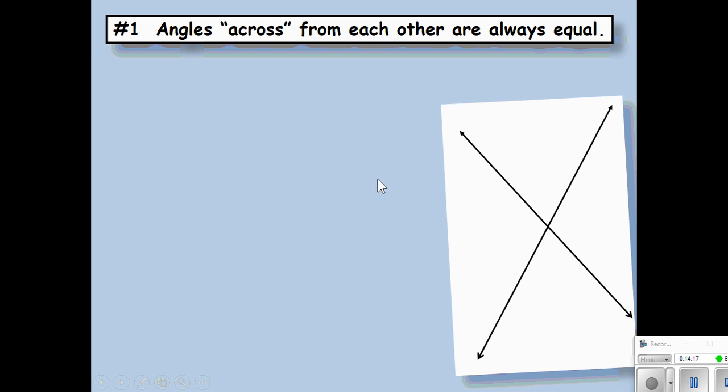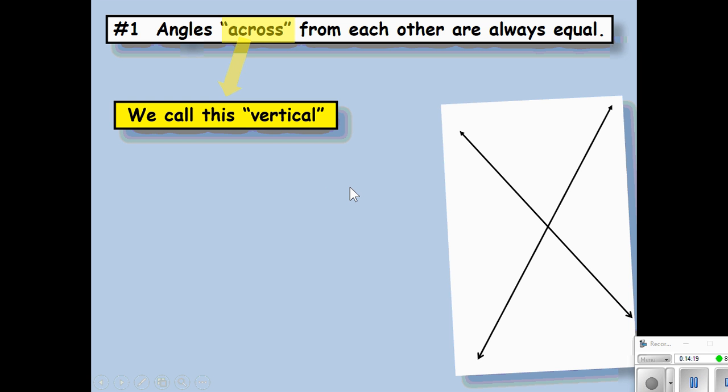So that first rule, the angles across from each other are always equal. The angles across from each other is kind of a long phrase. We're going to shorten that up and call them vertical angles. Vertical angles, which are the angles across from each other, are always equal. Now, we're not actually going to say equal anymore either. This is going to be another new geometry term, but this one will come up every day for the rest of the year. We don't call them equal. We call them congruent.